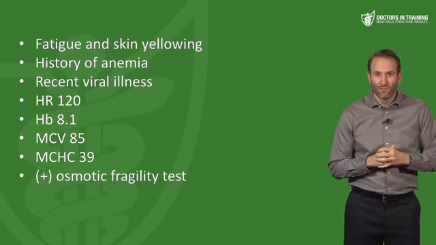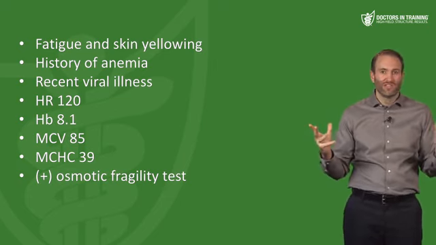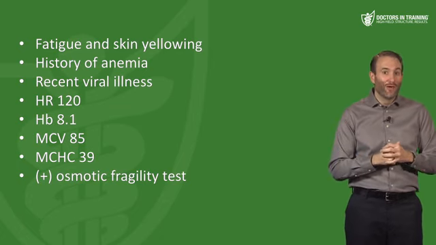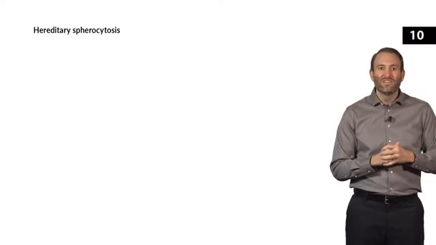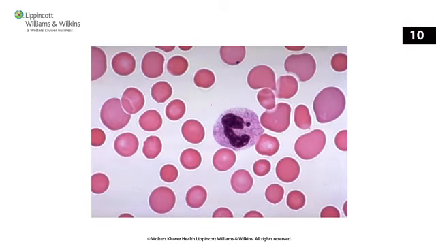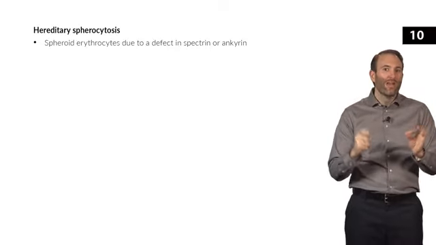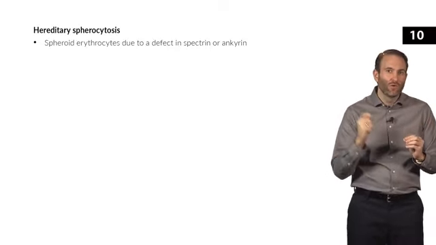What's the diagnosis? This one is a little tricky. A little vague also because I left out the peripheral smear, which would actually just give this away, which would show the round-shaped red blood cells. So this is going to be hereditary spherocytosis. So instead of having the normal biconcave shape of red blood cells, you have spheroid erythrocytes, and they're just kind of circular, big fat erythrocytes due to a spectrin or an ankyrin defect. Remember that, spectrin or ankyrin.